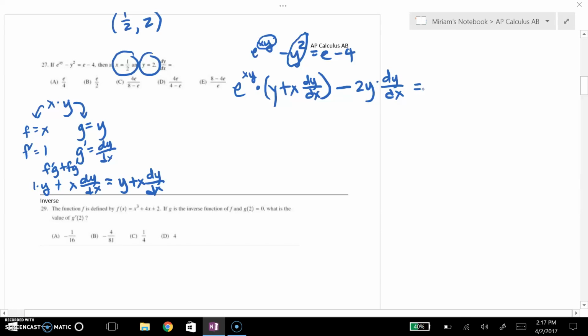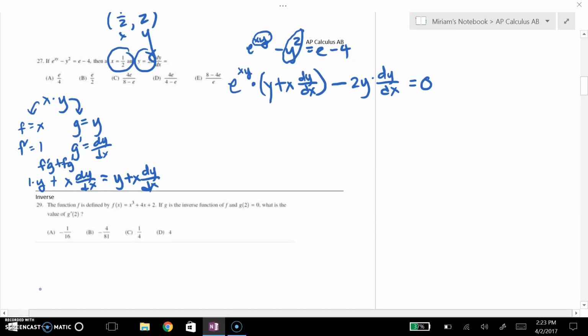I need you to take a moment and remember that e is a constant. e is a number. So e minus 4, the derivative of that is 0. Okay, so we're almost there. We need to get dy over dx by itself. But we also know that they give us x equals 1/2 and y equals 2. We wrote that down. We said 1/2 comma 2. So we can go ahead and plug this in to make our equation easier.